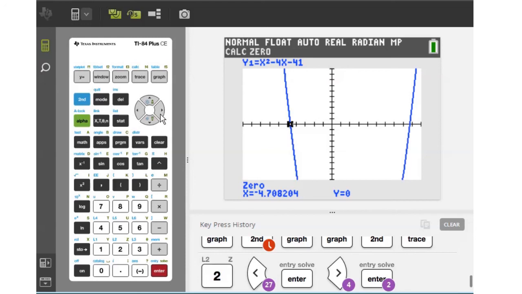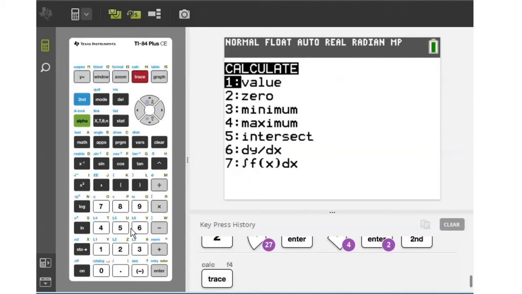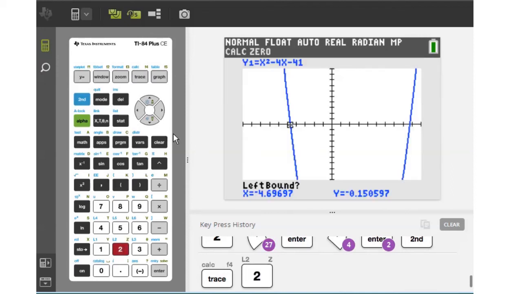So I'm going to ask the calculator again to calculate the 0, second trace, option 2. But this time I have to move closer to the other 0. And I have to be at the left side of that 0. So I'm going to move the pointer to the other side and get close, but not too close, to the second 0. So in this case, I'm just going to stay away a little bit. And I'm going to hit enter.